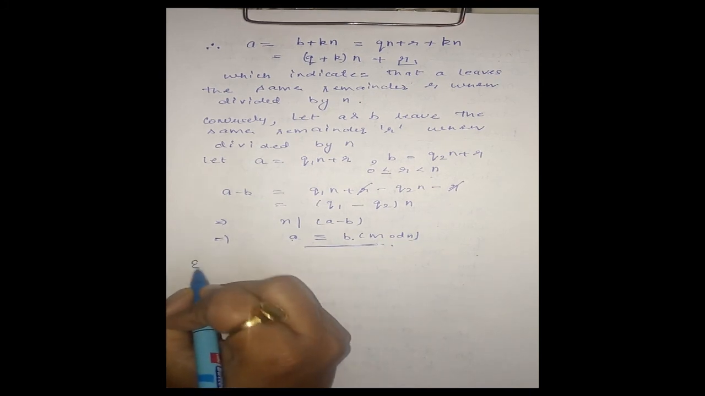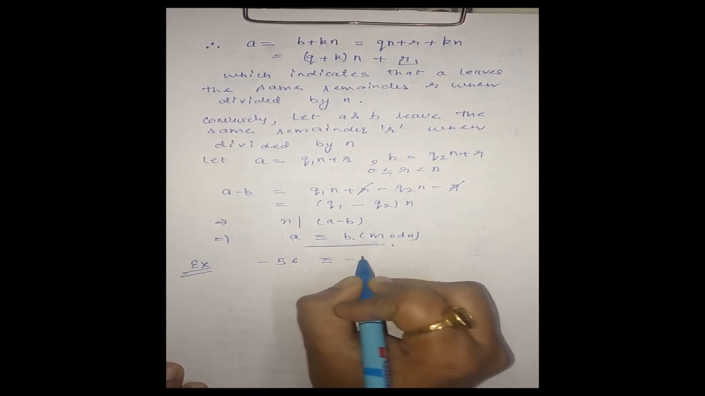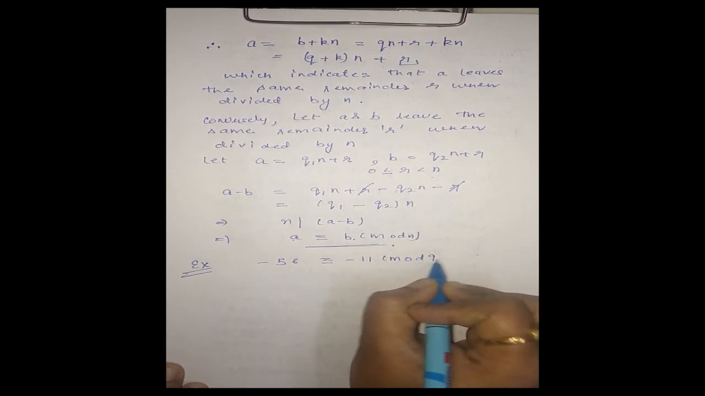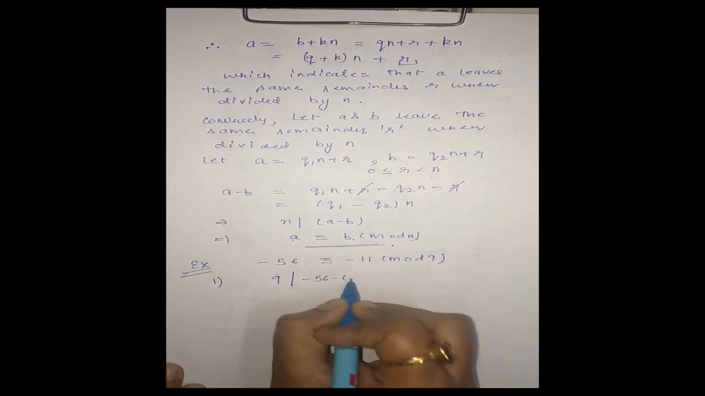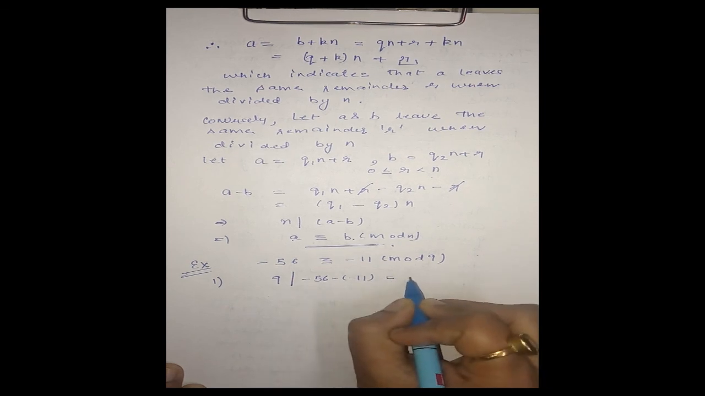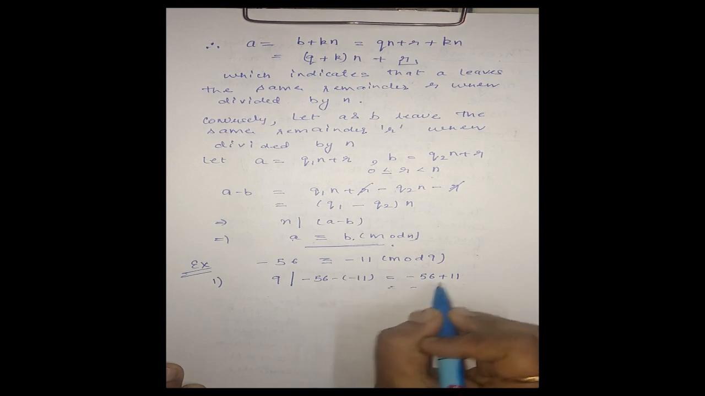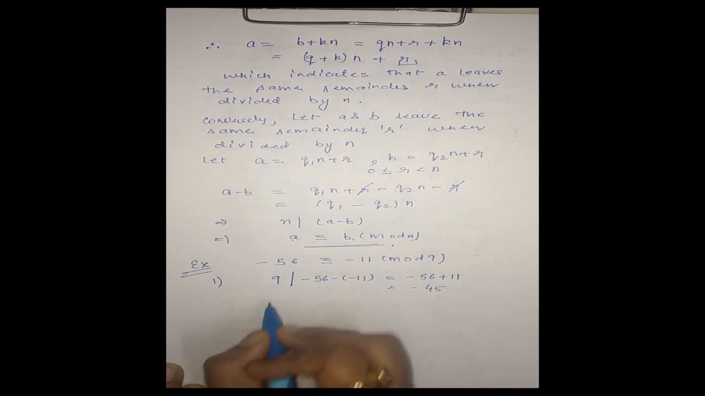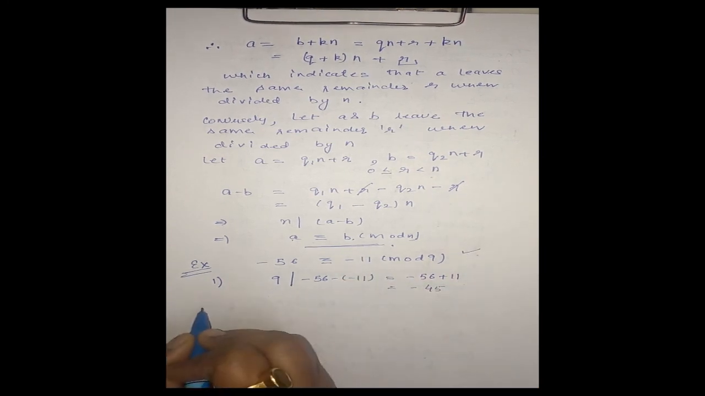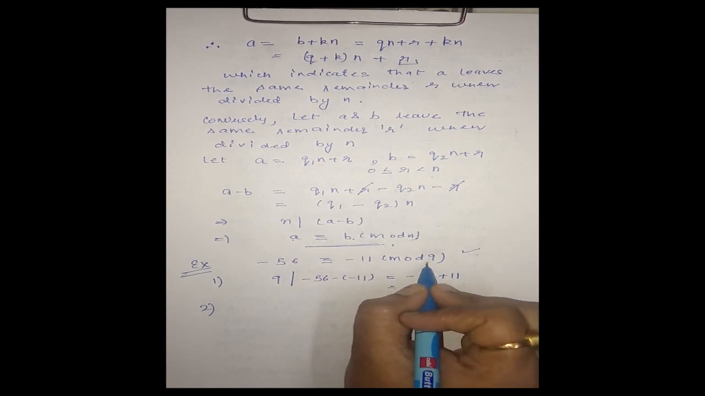Clear? For example, consider the case minus 56 is congruent to minus 11 modulo 9. One way is that 9 divides minus 56 minus 11, that is minus 56 plus 11, and this is nothing but minus 45, and 9 divides minus 45, we know this. That means this holds. And second, we see that both leave the same remainder on dividing by n. Here n is 9.